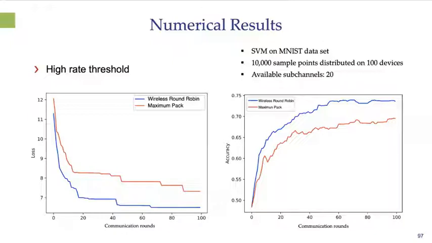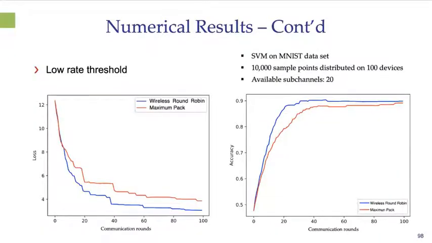And on the right, we see percent correct. And again, the same thing. This is the same problem we looked at before, where we're training a support vector machine on MNIST data. We can also look at low rate threshold, and we see very similar things. Loss is better for wireless round robin, and percent correct is better for wireless round robin as well.